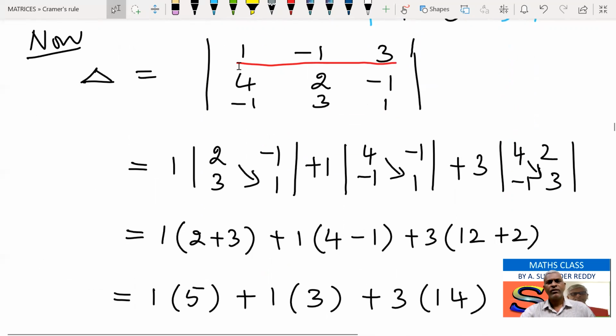So along the first row elements, 1, except 4 minus 1, consider the remaining 4, 2 minus 1, 3, 1. For second element -1 is there, we have to change the sign for second element. If -1, take +1. And except the 2 numbers which are below, consider the remaining 4.